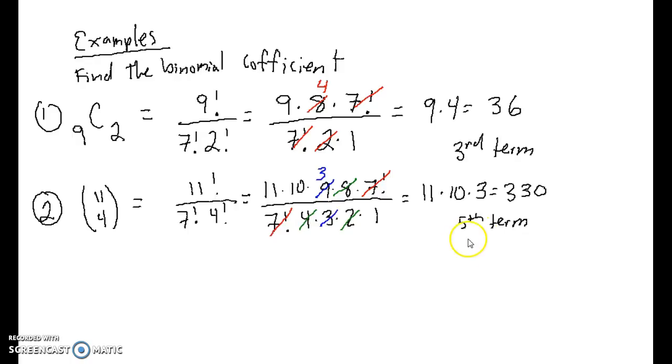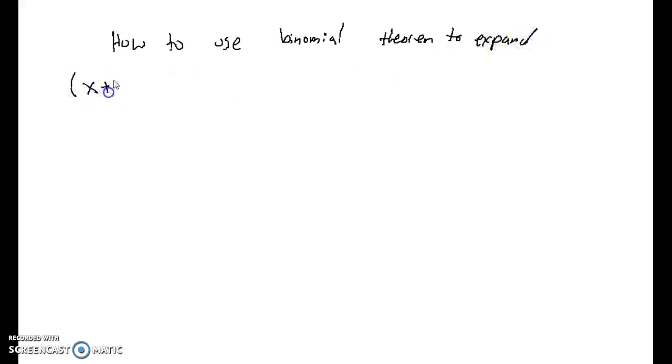Okay, so why is this the fifth term? Why was this the third term? So how can we actually use the binomial theorem to expand? That's what we're going to do. We're going to expand this one: x plus 1 cubed.